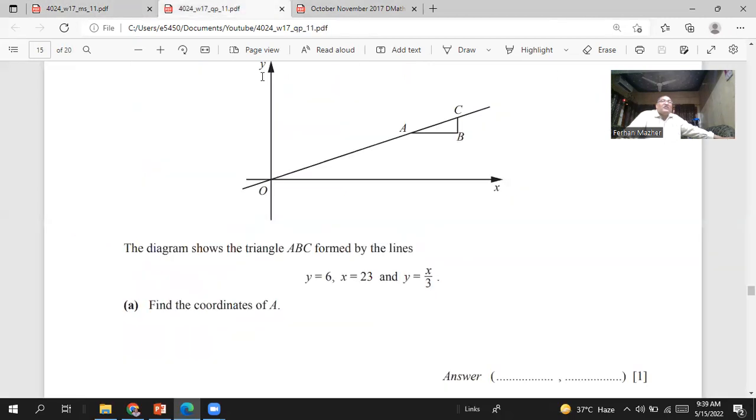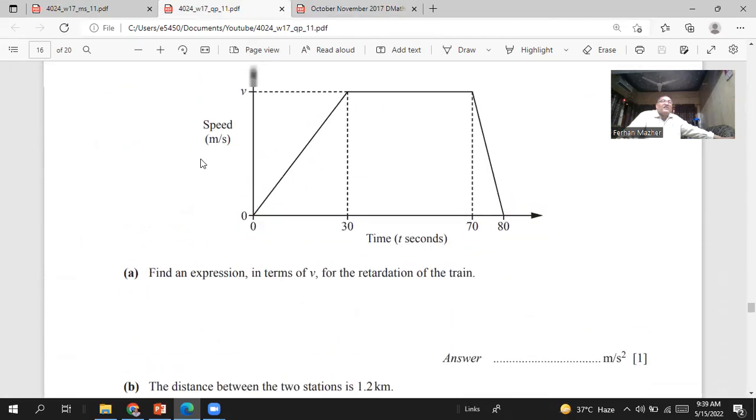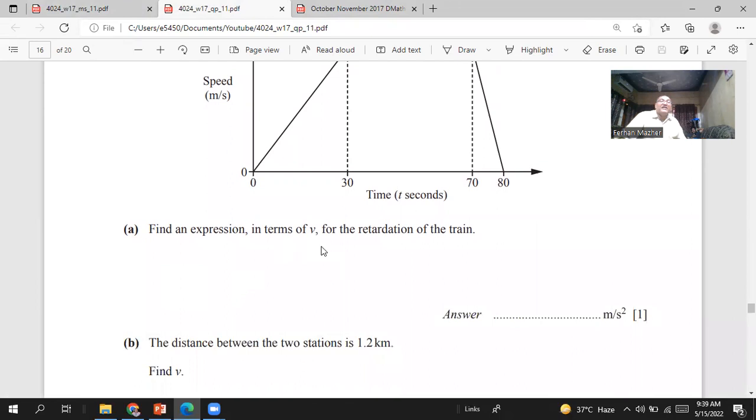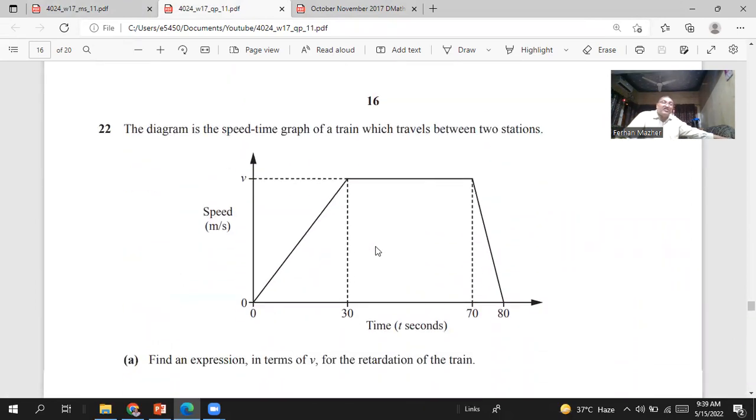So that was question number 21. So we are going to the next question. The next question is the diagram of the speed time graph of a train which travels between two stations. So it's a speed time graph. Here speed, here time. Time is in seconds. Find an expression in terms of v for the retardation of the train.